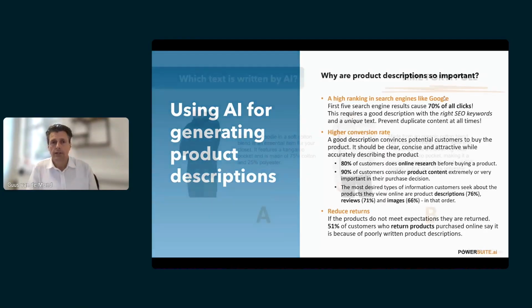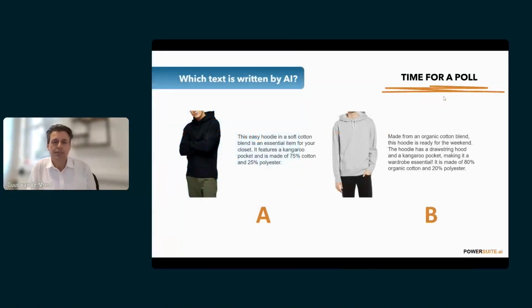I'd like to do a little test with you. Here we have text from two hoodies. One was written with the help of AI and one was written by a person. I'd like to ask you to answer in a poll. Which one of these two texts do you think was actually written by AI? So the choices are: text A is written by AI, text B is written by AI, both AI, or both not. Those are options too.